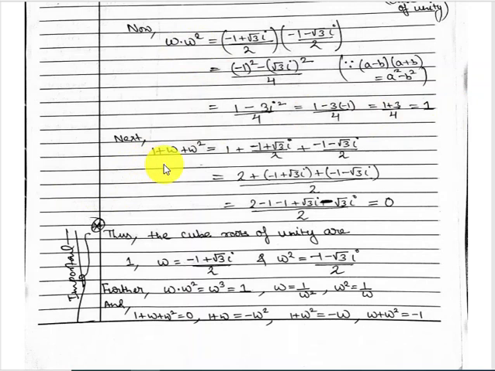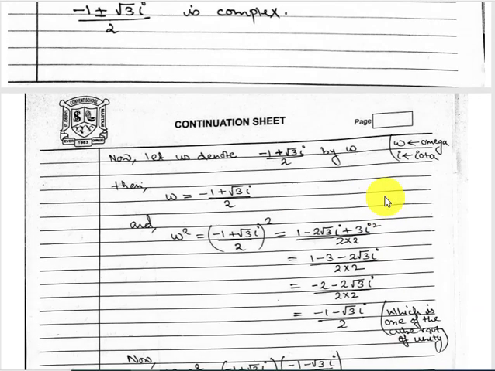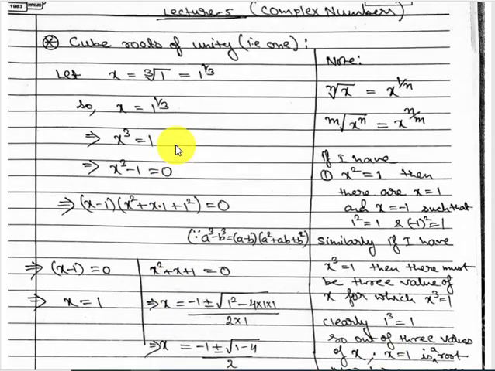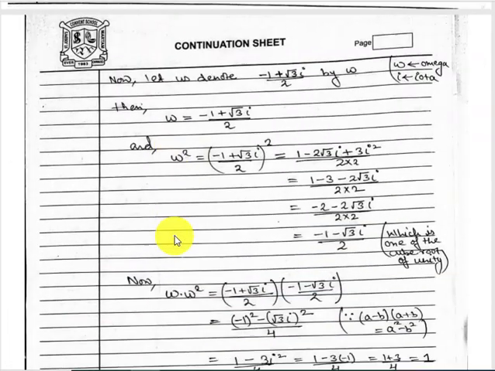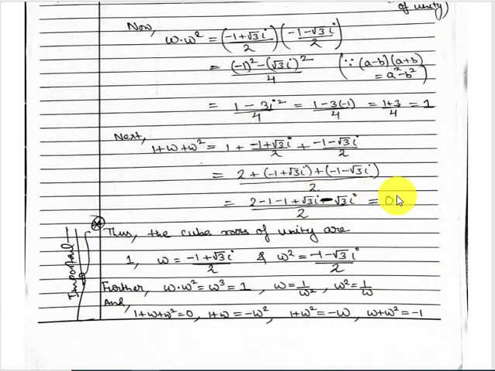Next relation is 1 plus omega plus omega square is always 0. So till here, whatever I have explained, you don't have to write in your exercise copy. From here till here, don't write in your exercise copy.